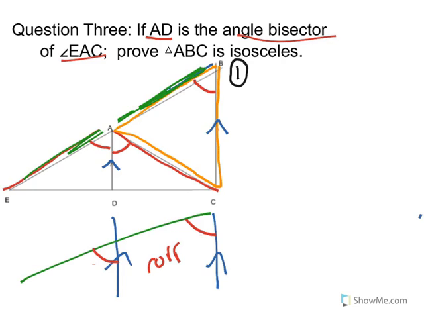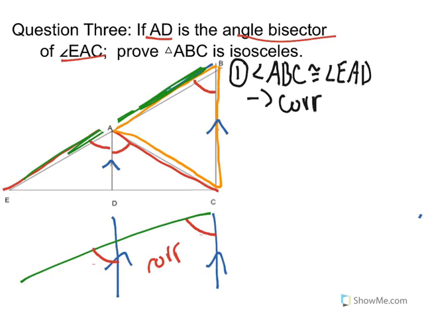So that is the first thing that we know. We know that angle ABC is congruent to angle EAD because they're corresponding angles. So we have one angle in that orange triangle that we're trying to prove, so now we need another one.